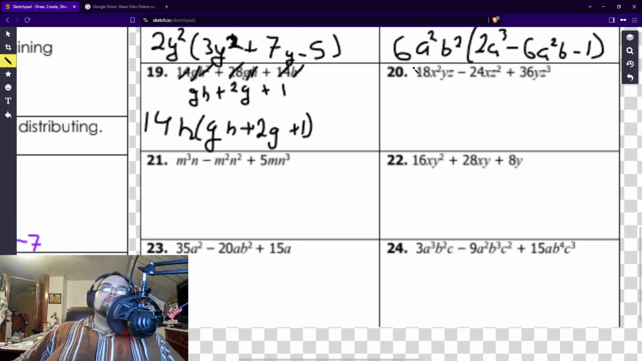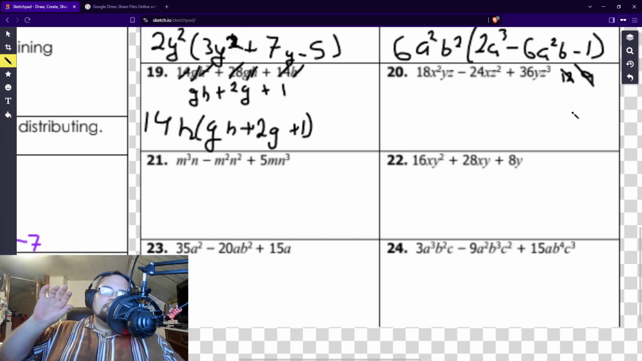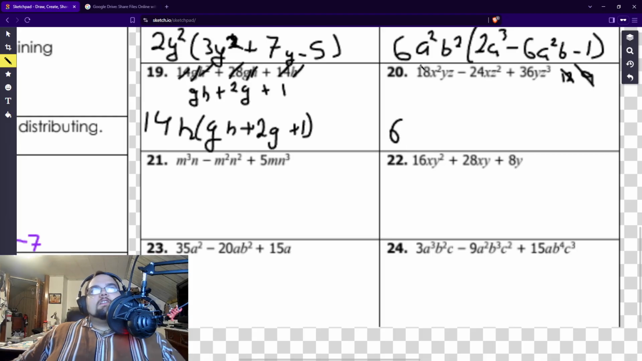Well, if you said 12, you're wrong, because it doesn't go into 18. You said 9, you're wrong, because it doesn't go into 24. You said 6, ding ding ding, you're right. We're going to pluck out a 6. Makes you a 3. That makes you a 4.